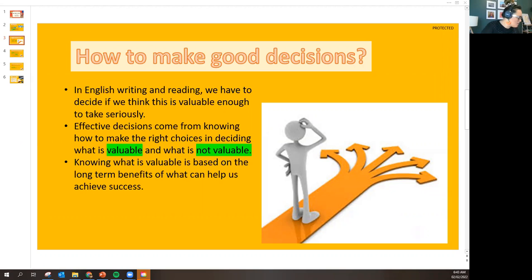In English writing and reading, we have to decide if we think this is valuable enough to take seriously. Effective decision come from knowing how to make the right choices in deciding what is valuable and what is not valuable. Knowing what is valuable is based on the long-term benefits of what can help us achieve success.